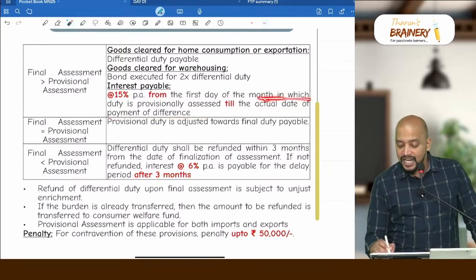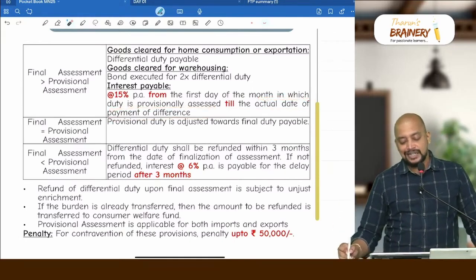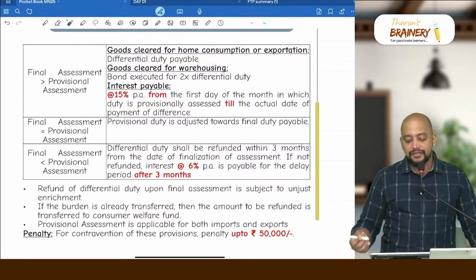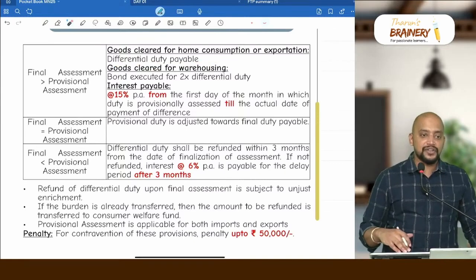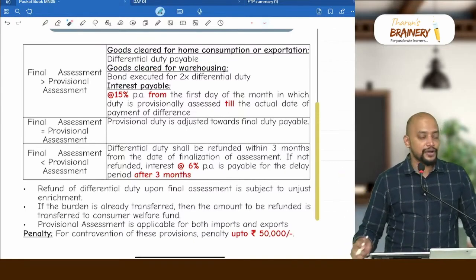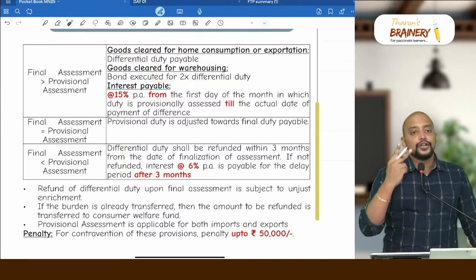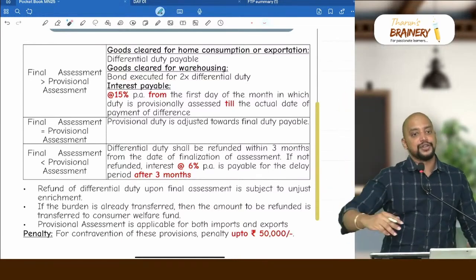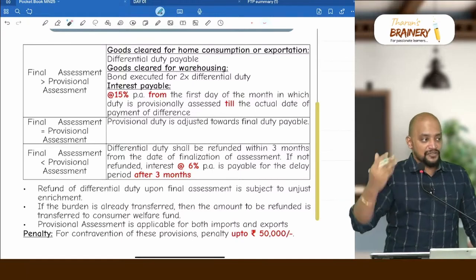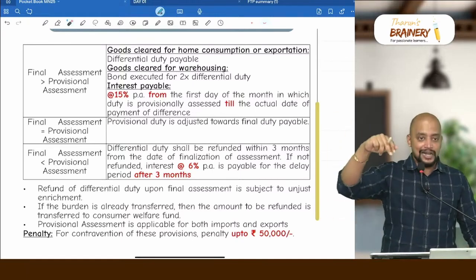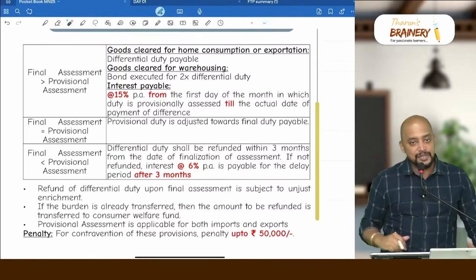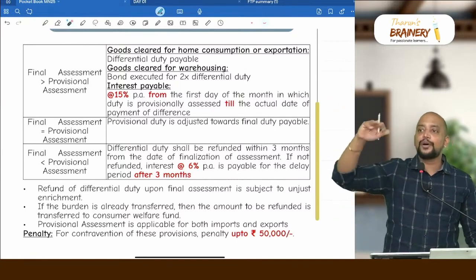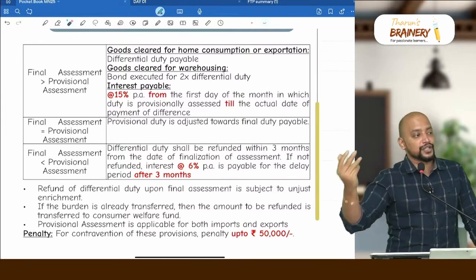First day of the month in which duty is provisionally assessed. Goods cleared for home consumption or exportation, differential duty payable. Goods cleared for warehousing. So after finalization of assessment, we are depositing the goods in the warehouse. So then we need to execute a bond for 2 times. But sir, 3 times na sir, yeah, that's what I told. Both the bonds need to be executed. One for 2 times the differential duty. This is because you have not done the final assessment yet under provisional assessment, and another bond for 3 times the duty, because that is a normal bond which you need to execute for the purpose of depositing the goods in warehouse.